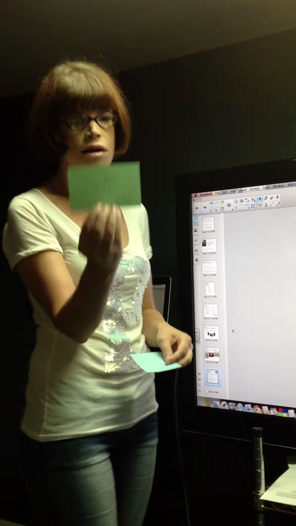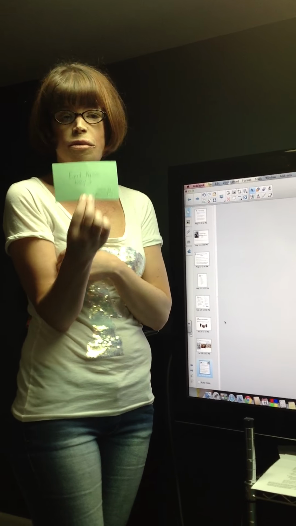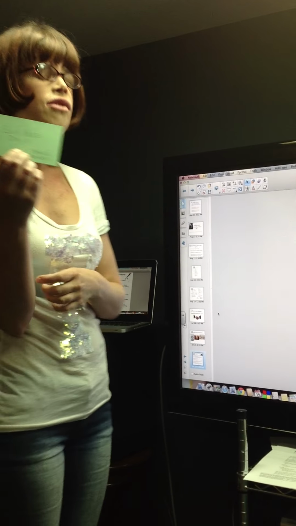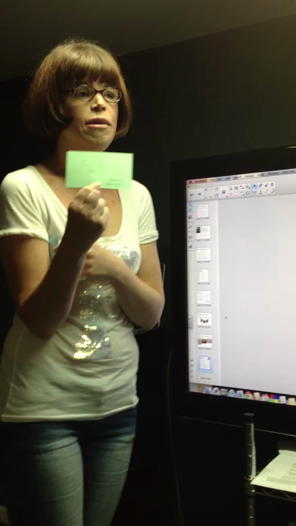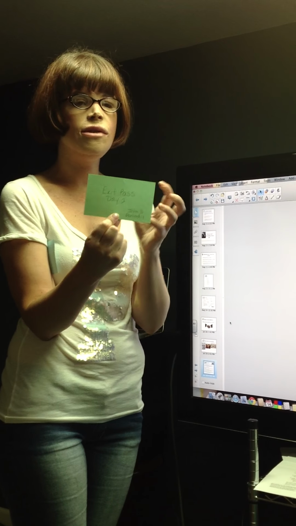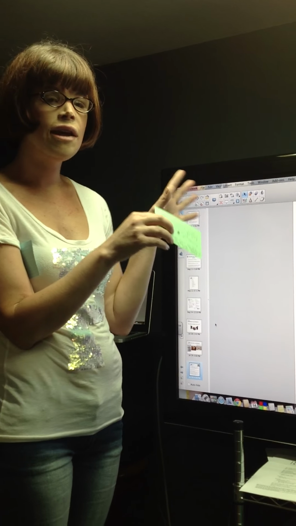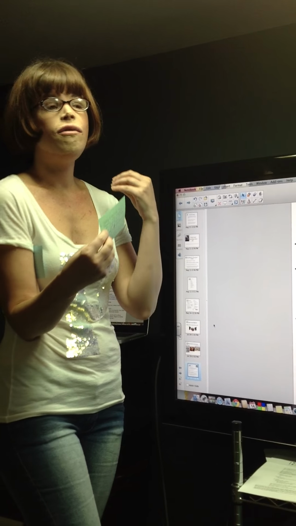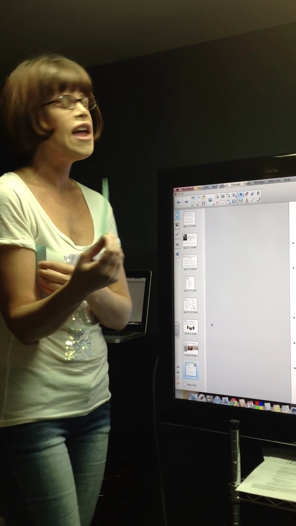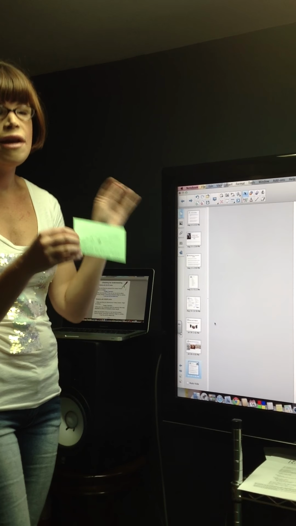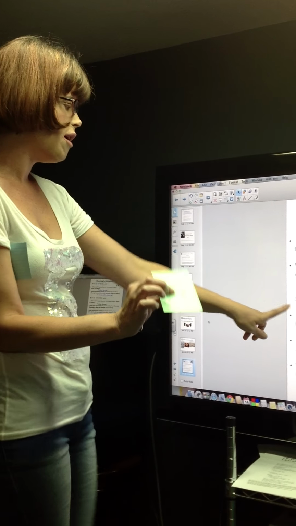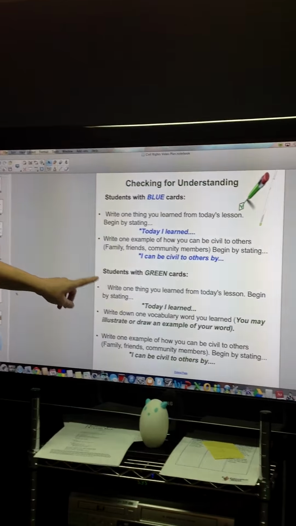Students with green cards, okay, they're going to hold up their green cards so I can make sure they have the right card, and these cards are called exit passes. They're basically quick assessments to assure me that they met the lesson objective for the day. It can include something they learned, a vocabulary word, anything, so that I can be assured that they met the daily lesson objective. Okay, so students with green cards are going to write one thing they learned from the lesson.